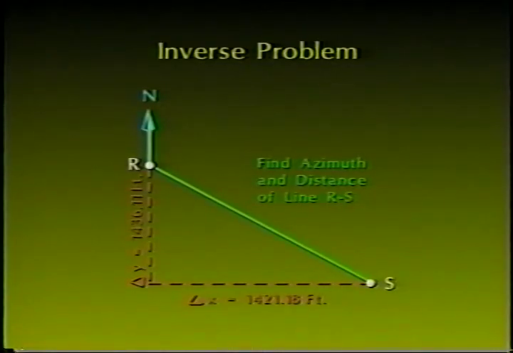Before leaving latitudes and departures, or delta y and delta x, as I like to call them, let's do an inverse problem. From the data shown on this graphic, we want to solve for the missing information for line R to S. To calculate the azimuth and length of line RS, use delta Y equals minus 1,436.11 feet, and delta X equals 1,421.18 feet. Therefore, 1,421.18 feet divided by negative 1,436.11 feet equals arctangent 0.989604 equals 134 degrees, 42 minutes, and 2 seconds azimuth.